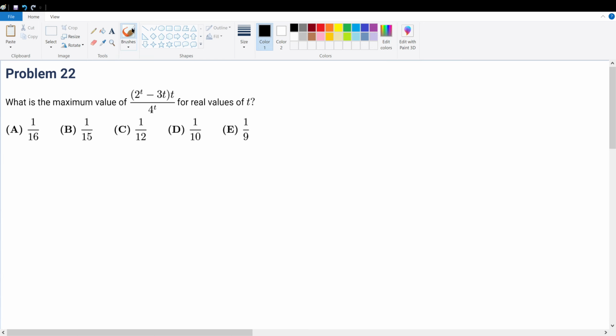Problem 22. What is the maximum value of the following expression for all real values of t? So when you have questions that ask you for the maximum value of a given function, calculus is obviously a no-brainer. But if you don't know calculus, then another way, 99.95% of the time, you have to use the AM-GM theorem, which basically says that the arithmetic mean of a given data set is always greater than or equal to the geometric mean of that data set.